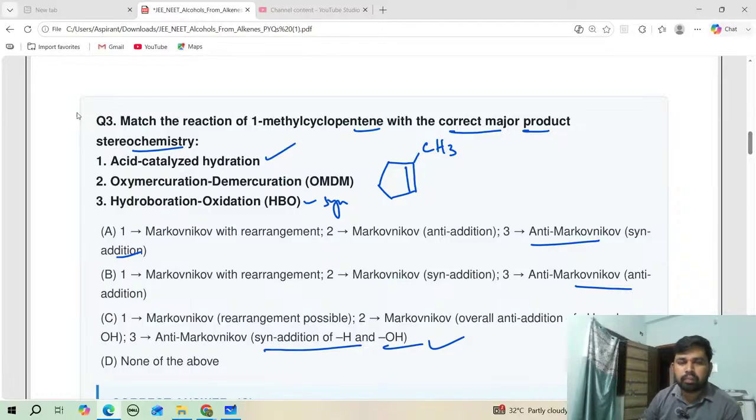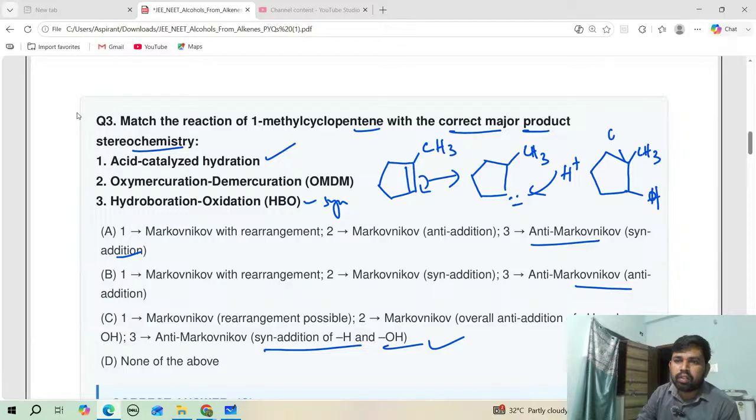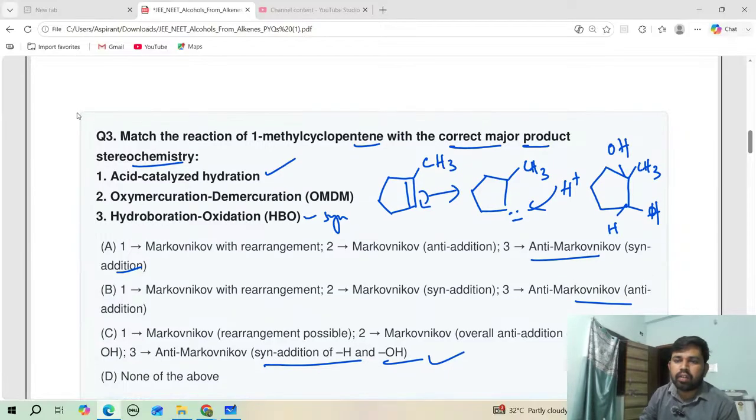Now next, what happens here? You know very well how this hydration will take place here. Actually there can be a negative charge here if I write this one like this. So it is shifted here, forms the carbocation, and when H plus ions attach here, it forms this CH3. This will be an OH here, and this will be an H here.